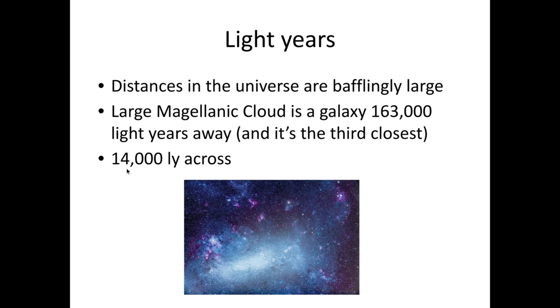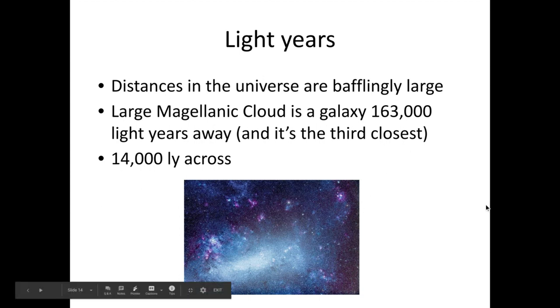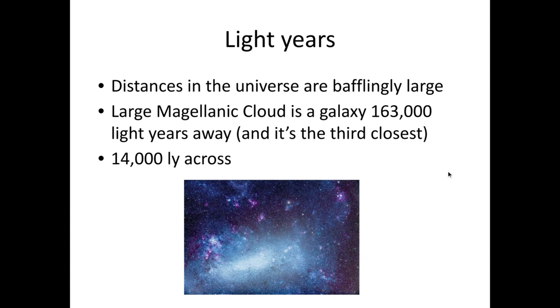Not only that, it's 14,000 light years across. So if we were to measure it from one side to the other, it would take light 14,000 years to travel from one side to the other. Remember, it takes 8 minutes for light to travel from the sun to us. So this should give you an idea of just how big we're talking. And we're talking close still in the universe.